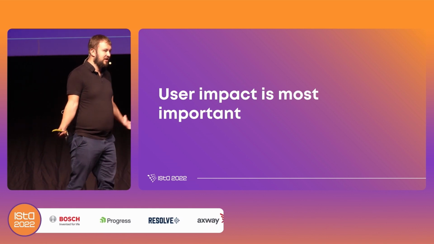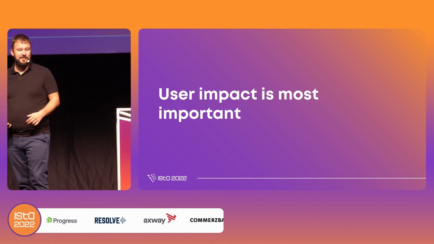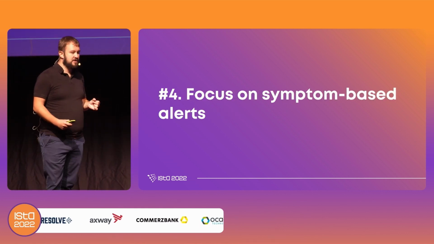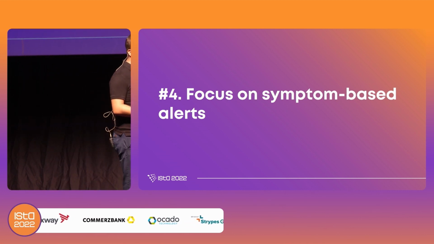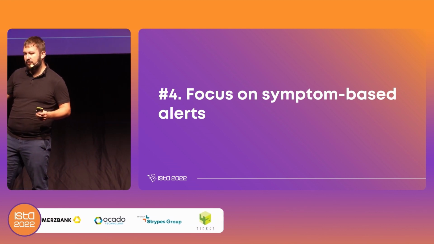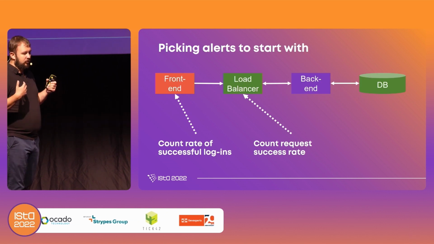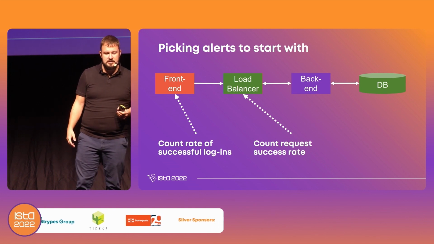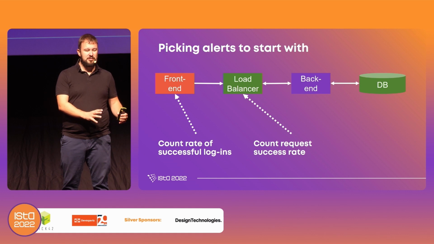They don't care if your database is not working, they don't care if your network is misconfigured, they cannot log in. And this is why it's very important to focus on symptom-based alerts, because the symptoms of issues are what your users care about. And with a single symptom-based alert, you can catch many different causes that may trigger it. And if you are wondering where to start replacing alerts, the best place is always to pick the component that is closer to the client.